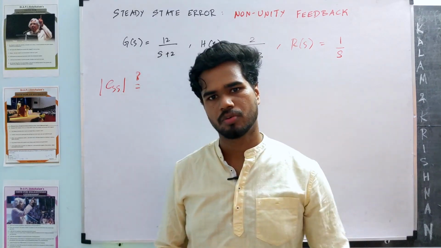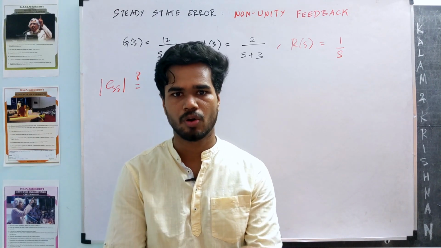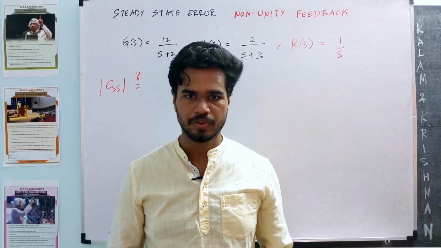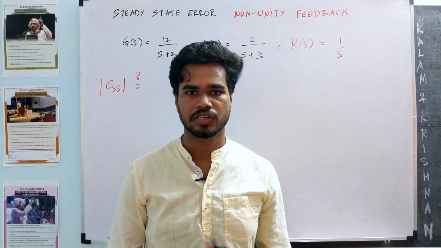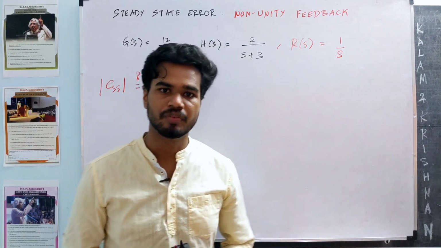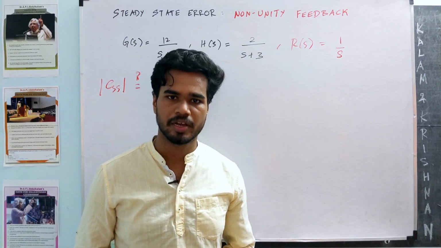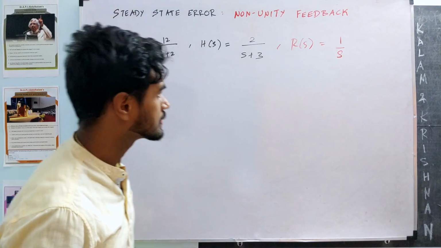One of the most important problems in control systems is calculating steady state error of a non-unity feedback system. In this video, we are going to look at how to calculate the steady state error. First, I will solve a simple example problem very fast, and once I solve the problem, I will explain the theory behind the solution. The problem that we are going to address is this.